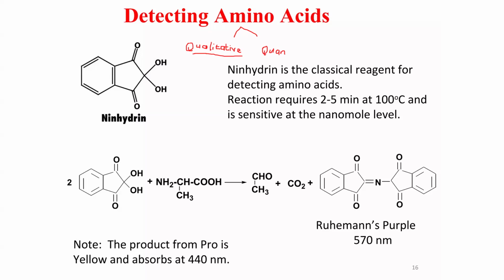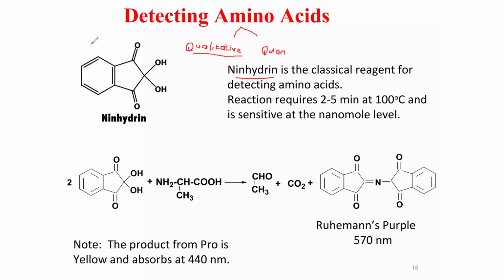So in this lecture, we are starting with the detecting of amino acids. So how do we detect amino acids? Detecting amino acid is what we call a qualitative test. Generally, we use ninhydrin to detect the presence of an amino acid.